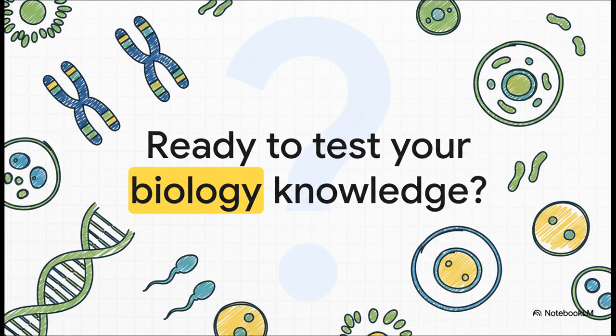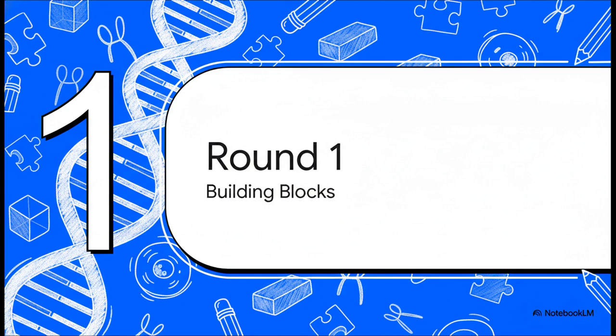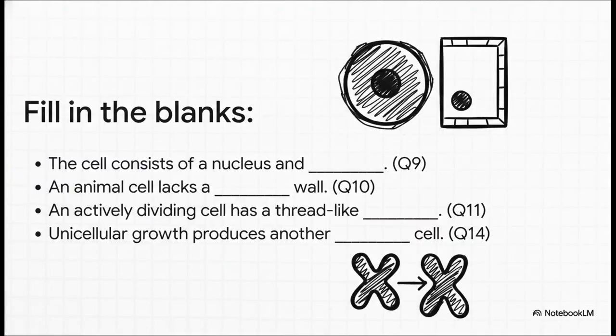I'm going to throw some fill-in-the-blank questions your way. Let's see what you've got. Okay, round one. We're starting with the absolute basics, the building blocks of all living things. Here are the first four. First up, the cell consists of a nucleus and what?